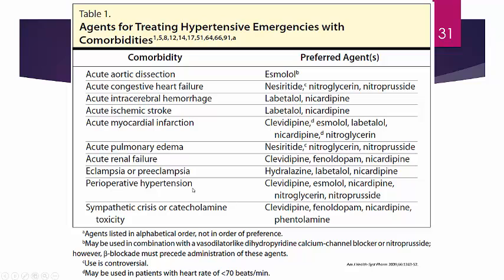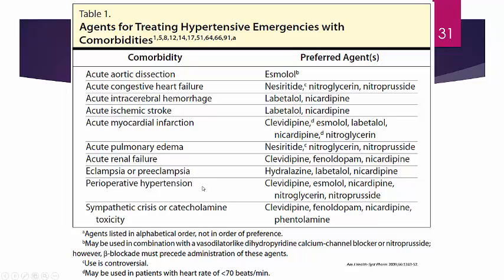In regards to perioperative hypertension, one of the most common agents that's used is actually Esmolol, though you can get away with a calcium channel blocker or a vasodilator such as nitroglycerin or nitroprusside.